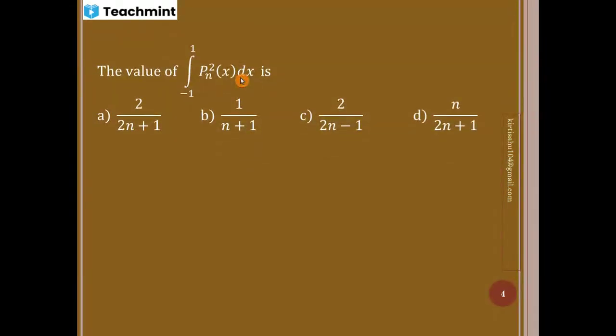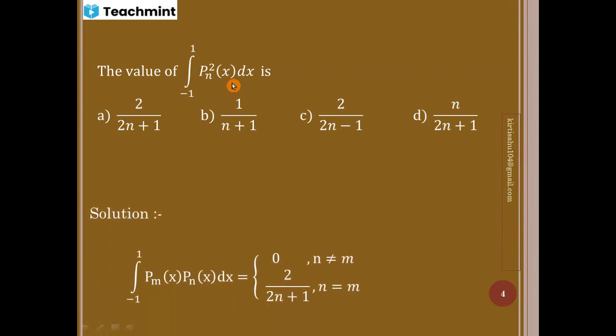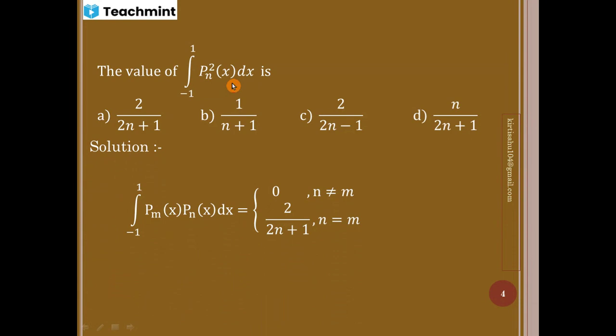Okay. Now next question. The value of integral from -1 to 1 of Pn square of x dx. This we want. Remember, don't use the earlier result. The earlier result is used only if you have integration of Pn of x and not the square of that, isn't it? So how to solve this? So here we will make use of the property. So what is the property of Legendre function?